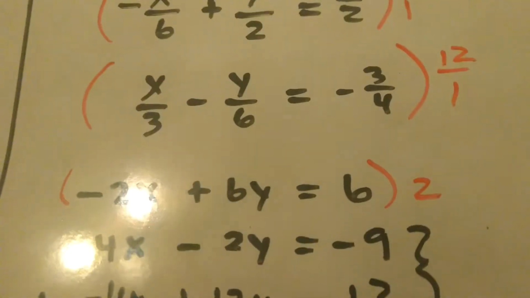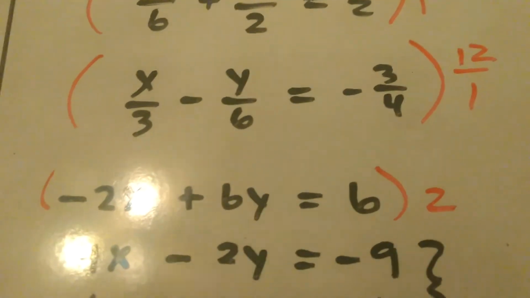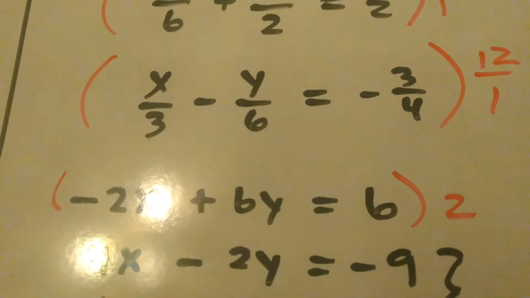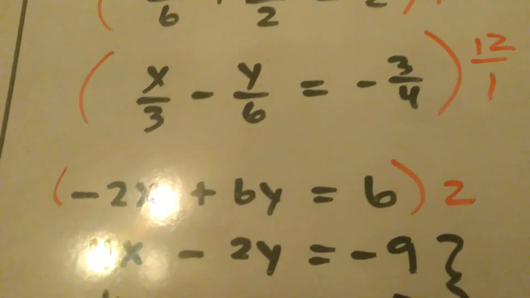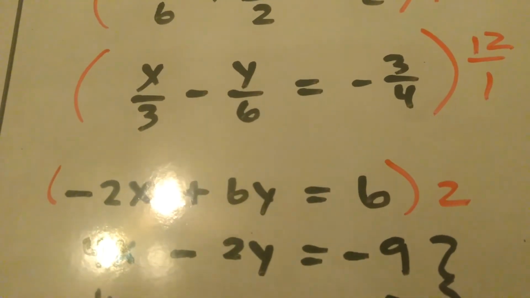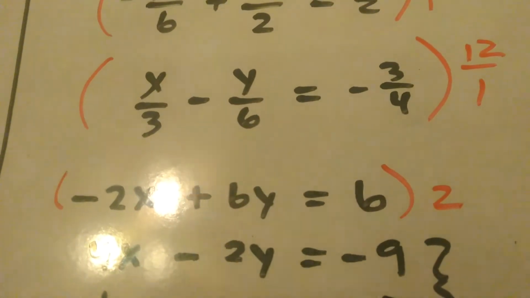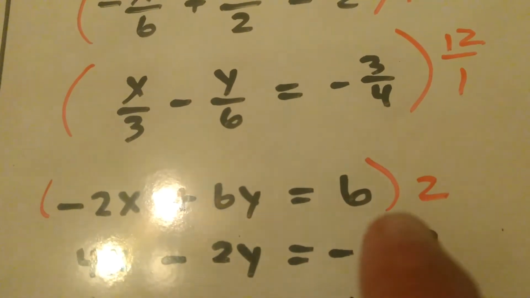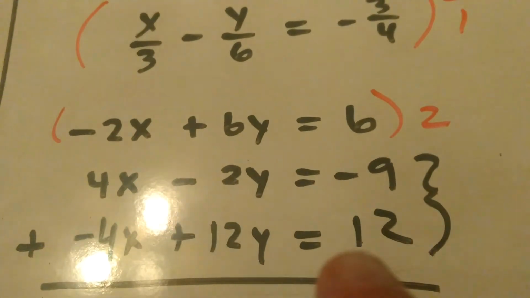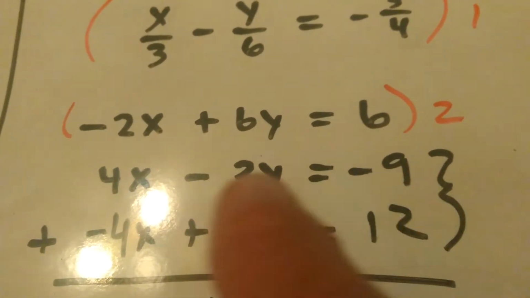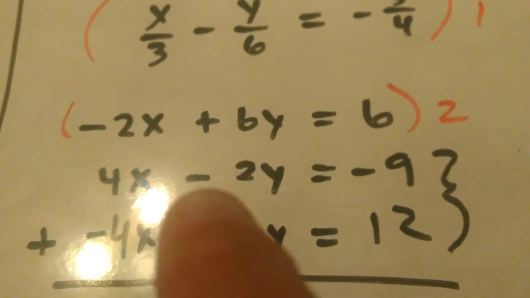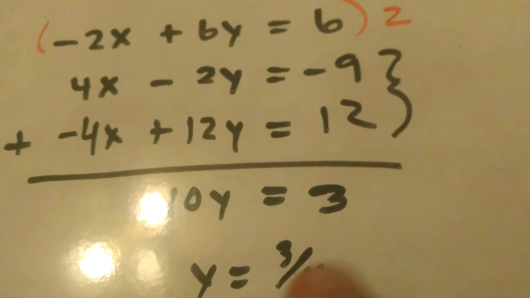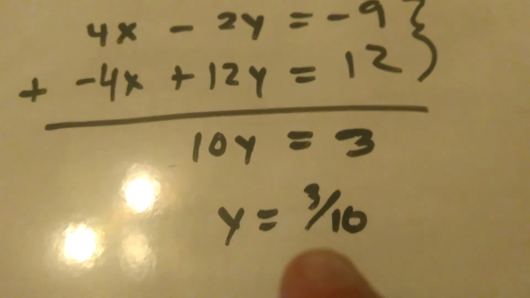Now, this is a system of two equations. So what happens is, by using the elimination method, I can multiply both equations, or one equation or no equation. In this case, I'm going to multiply the top equation by 2, right here, which will give me negative 4x plus 12y equals 12, which is what this is. Now I'm going to add the equation I didn't change to the one I did change. The x's cancel. Gives me 10y equals 3, which gives me y equals 3/10.